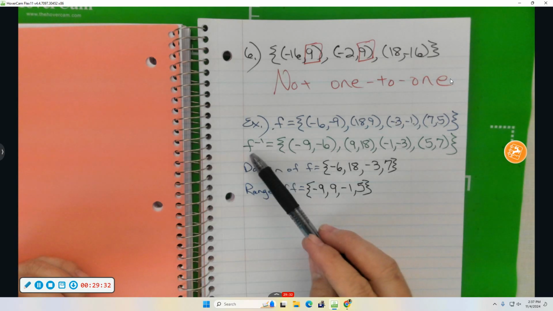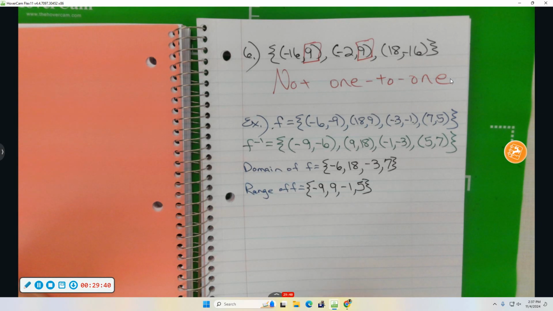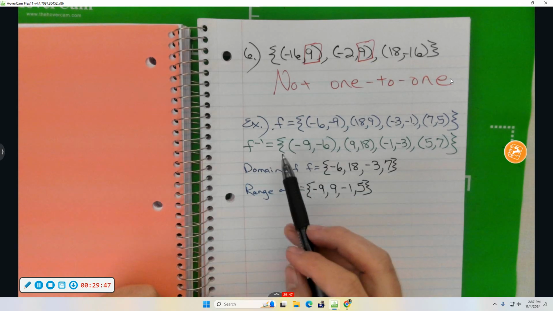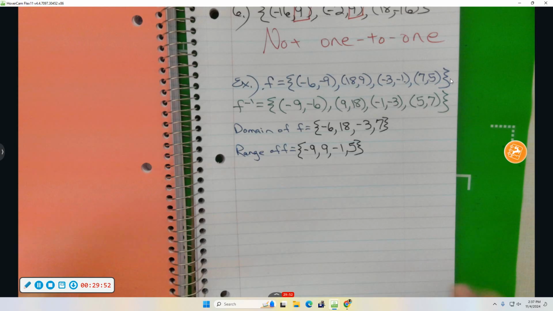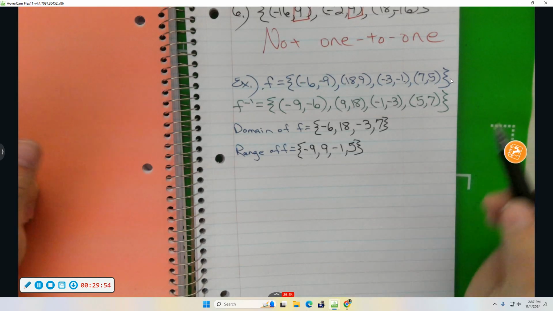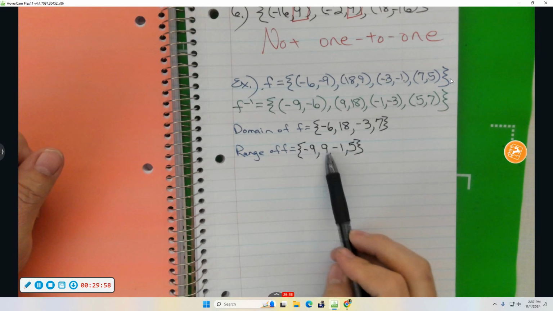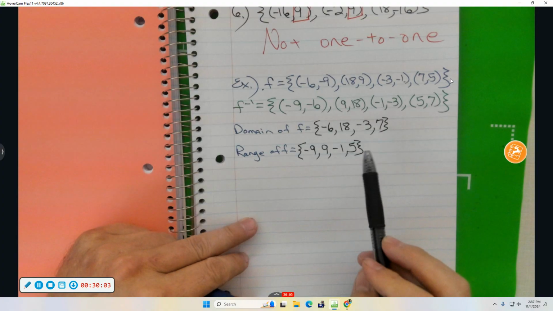Now I want to look at f inverse. What's the domain of f inverse? Which numbers are in the domain of f inverse? Call them out for me. -9, what else? 9, -1, and 5. Well, look at that.